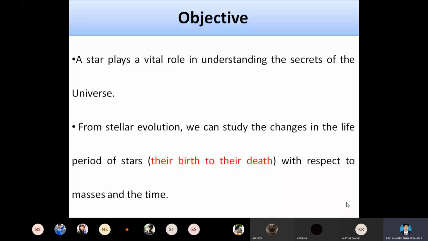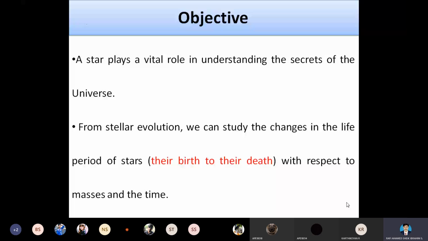So here in stellar evolution, we are going to study the changes in the life period of the star. The changes in the life period of a star are their birth to their death, growth and the collapse, formation and the collapse. How the star is going to be formed, what are the secrets behind the formation of the star, what are the stages in between the growth and the death, and finally the end stage. It's called the lifetime of the star, that is birth and death. These changes in the life period of the star are with respect to the mass and the time.